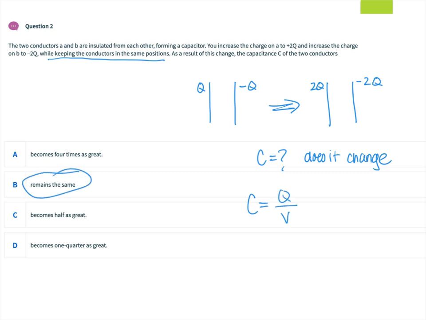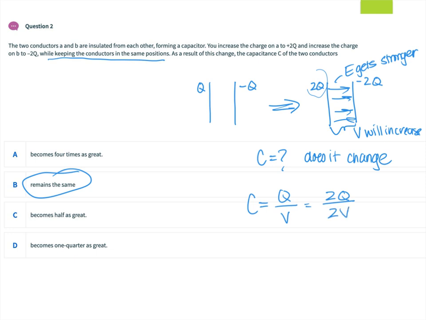How does that work? Well, if you think about it, by increasing the charge on the conductors, we're going to increase the electric field between the two plates. It's going to get stronger because of more charge. This also will mean that the potential difference across the plates will increase as well. In fact, what's going to happen is the charge is going to double. The potential difference will also double, and you can see that the ratio remains the same.